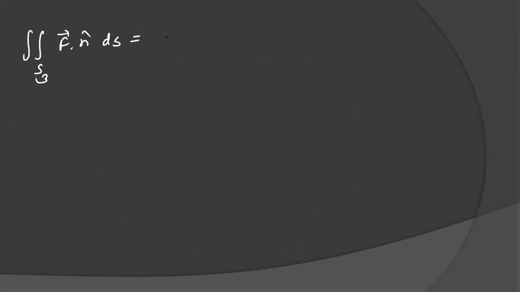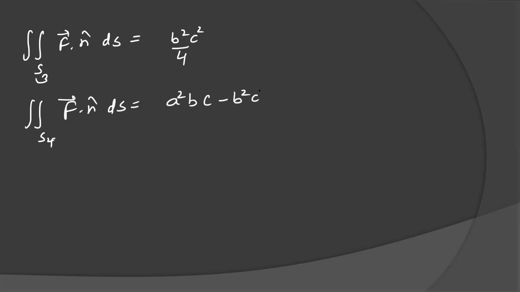Similarly, you will get this value as b square c square by 4. For surface 4, you will get F dot n cap ds equal to a square bc minus b square c square by 4. For surface 5, you will get F dot n cap ds equal to c square a square by 4.